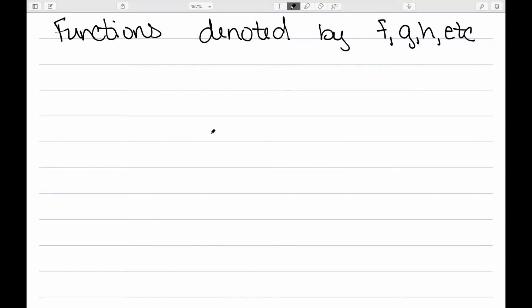Now that we know more about functions, let's talk about their notation. Functions are denoted by lowercase letters, usually things like f, g, and h. And we usually write it something like this. This is f of x equal to x squared.